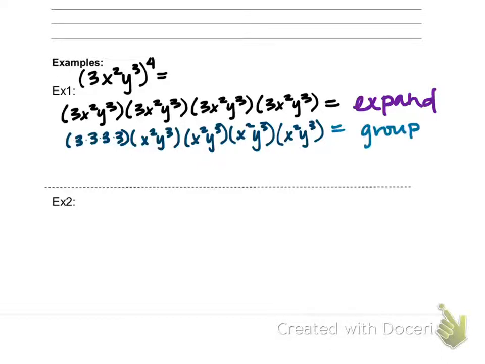Now I'm going to go ahead and say, okay, I've taken care of my coefficients. I want to expand from here what x squared y to the power of 3 looks like. And each time it looks like x times x and 3 y's multiplied together. So y times y times y. So again, I have 4 sets of this, so let's go ahead and expand 4 separate times.